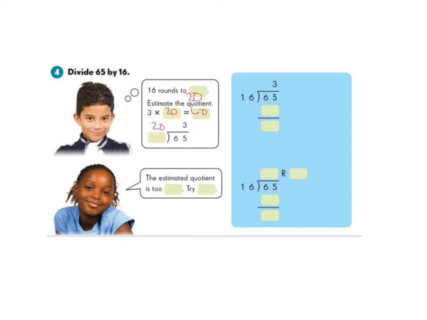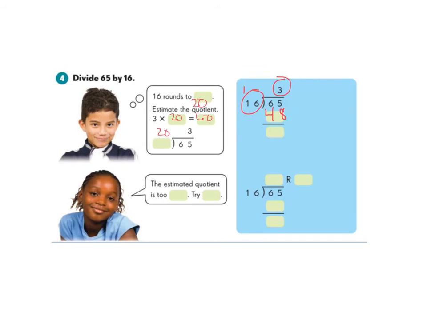Move over to the blue box with me where we can test out 3. Here we have 3 times 16. We'll begin by multiplying 3 times 6 to get an answer of 18. We have to carry that 1. Now we'll take 3 times 1 to get 3 plus 1 to get 4, giving us 48. If we subtract 48 from 65, first we have to borrow from our 6. 15 minus 8 is 7, and 5 minus 4 is 1. We have a remainder of 17.